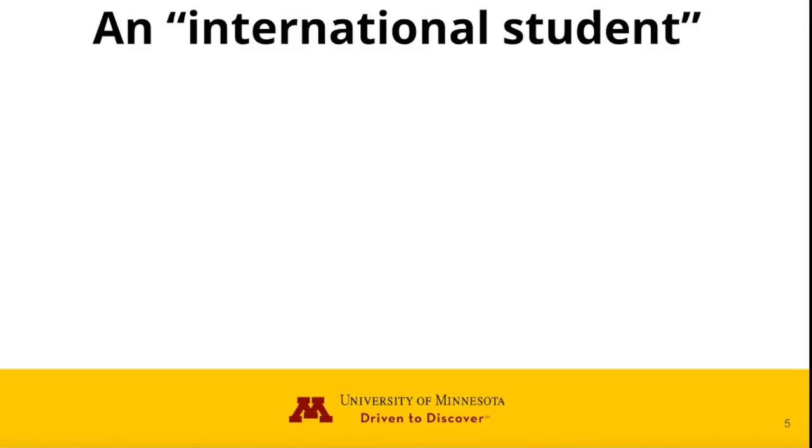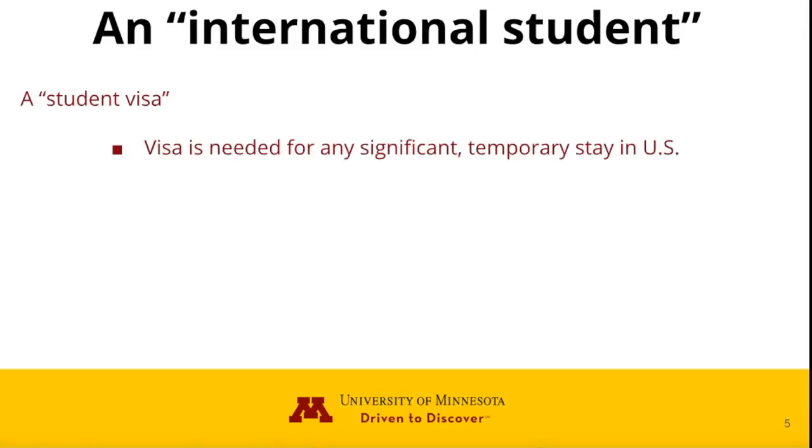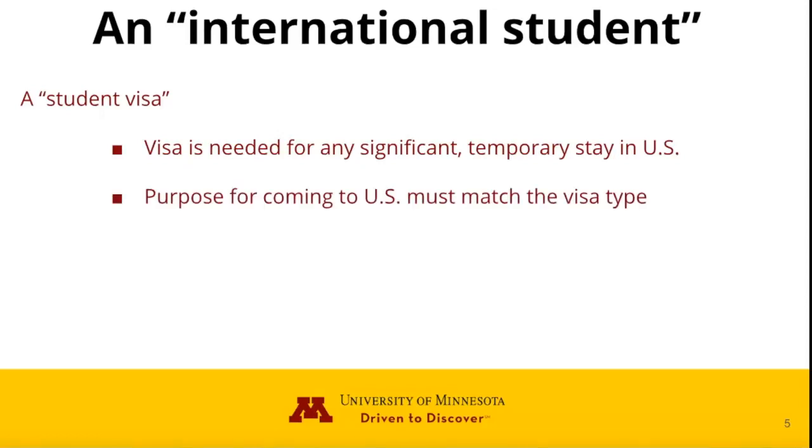Let me take a little bit more time to talk about student visas. Anyone who wants to spend a significant but temporary period of time in the United States must have some kind of a visa to stay here. That visa must match their purpose for being here. So it makes sense that our international students come to Minnesota on student visas. They get those visas with a combination of U of M paperwork and a visit to the U.S. Embassy in their home country, which grants them the visa.